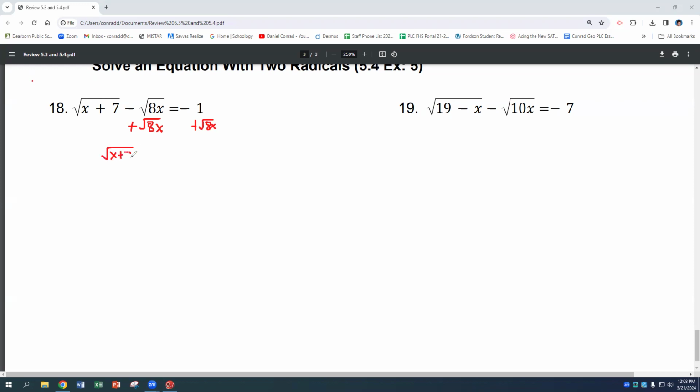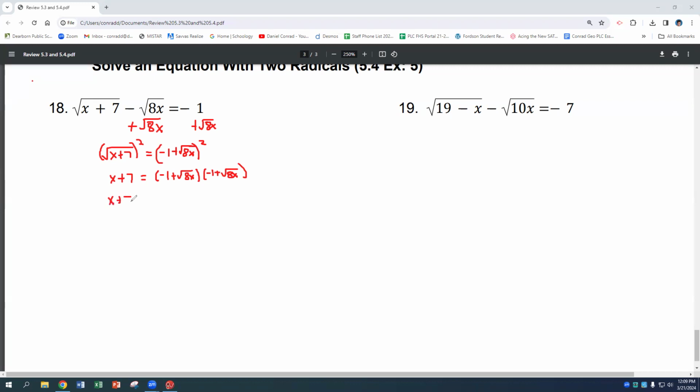Square root of x plus 7 equals -1 plus square root of 8x. All right, so now I can square both sides. So I'm going to square both sides. Okay, this is going to give me x plus 7 on the left. On the right is, I'm going to have -1 plus square root of 8x times -1 plus square root of 8x.